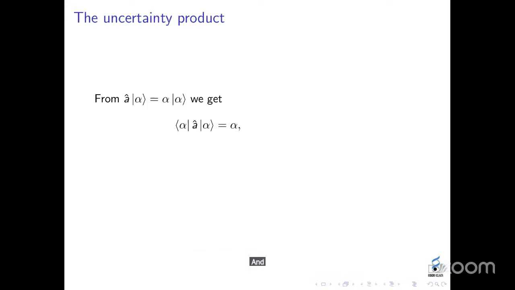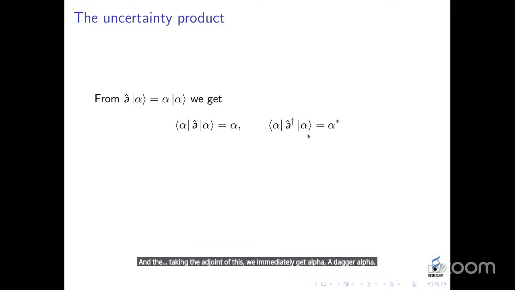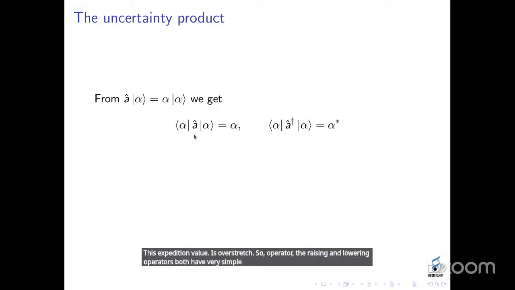And taking the adjoint of this, we immediately get the expectation value of A dagger in alpha. This expectation value is alpha star. So the raising and lowering operators both have very simple expectation values, namely alpha and the conjugate of alpha.